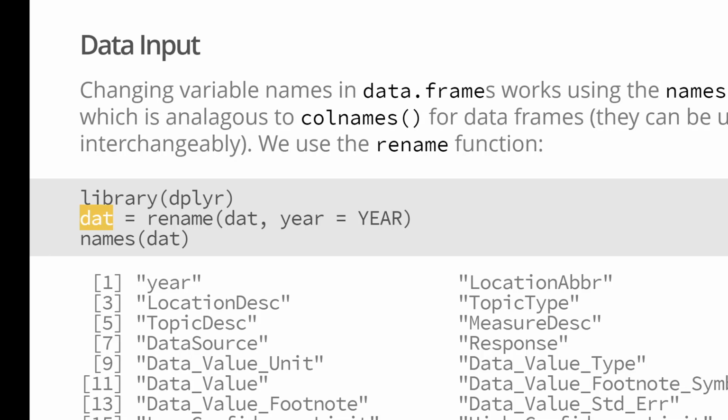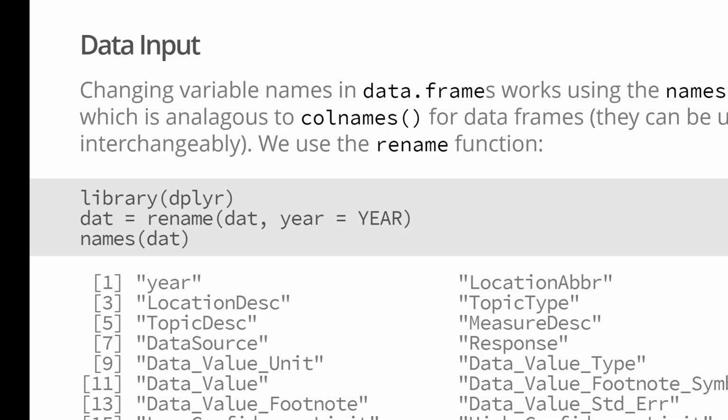Rename will not return just the column names. It actually makes a copy of the tibble that has the new column names. So the output of this is a tibble, not just a vector of column names that you then assign back to overwrite your data set. You can confirm that the column names changed by running the names function and seeing that it used to be capital YEAR, and now it's lowercase year.